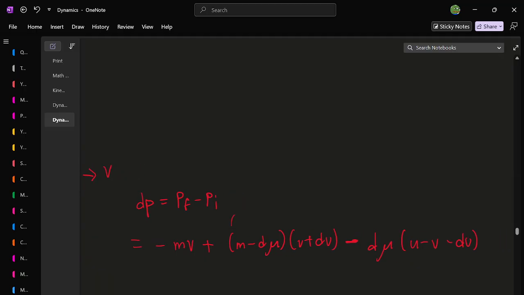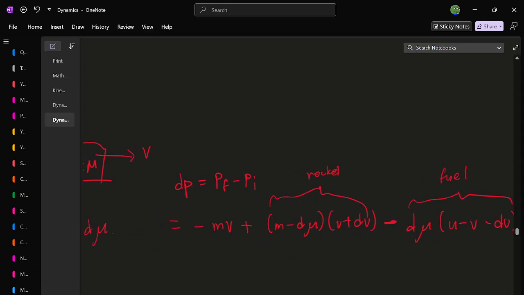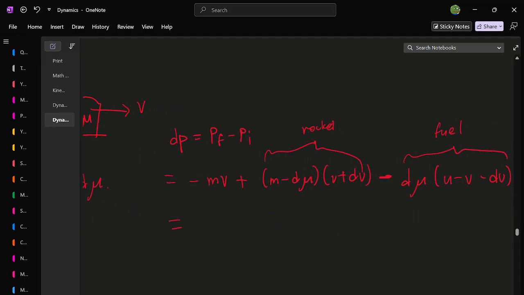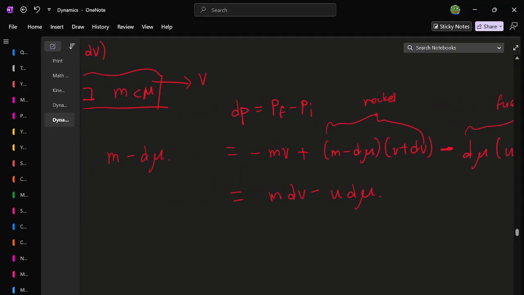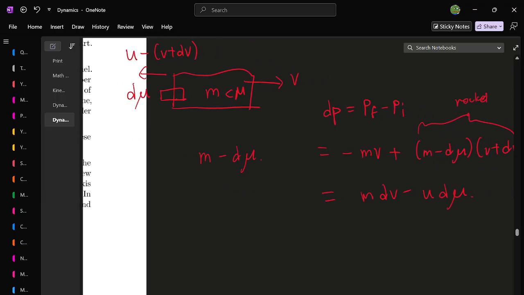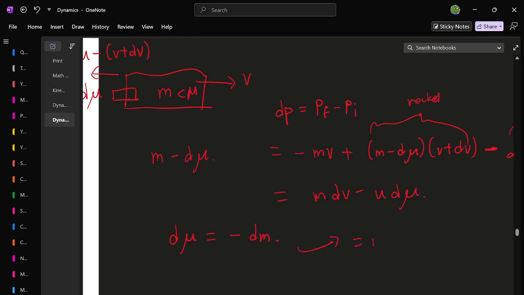So this is the rocket, and this is the fuel. Now, we just have to expand this, and as usual, you can ignore all terms that are second order or above in infinitesimals. And then you eventually get this. So now, what do we do at this stage? Well, mass is obviously conserved, right? Because any mass of the fuel has to come from the rocket. So actually, we can write d mu equals minus dm, because any mass that the rocket lost must go to the fuel. With this, it will become m dv plus u dm.